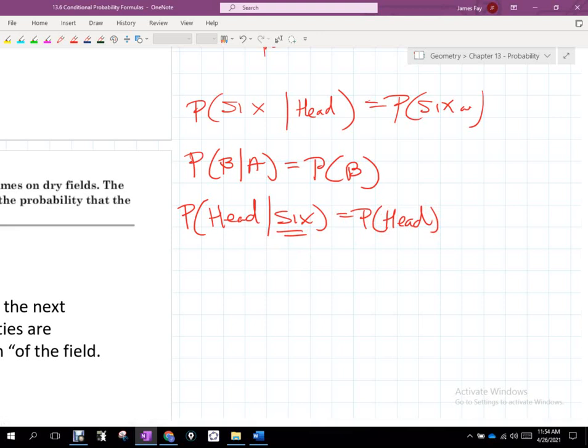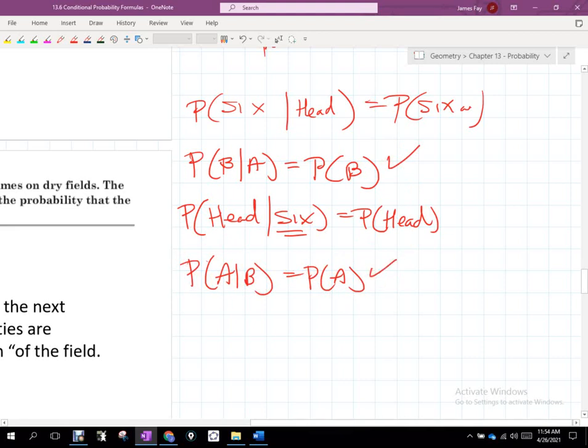Does that make sense? So that generically would say the probability of A given B is just the probability of A. That and that are tools that allow us to determine if two events are independent. And the third rule is that the probability of A and B is simply probability A times the probability B, if that can be shown.